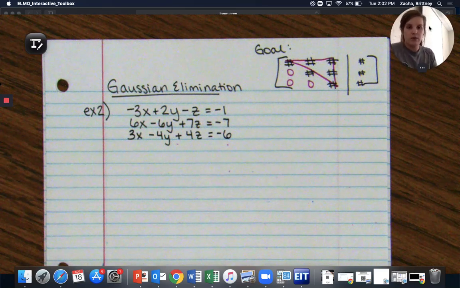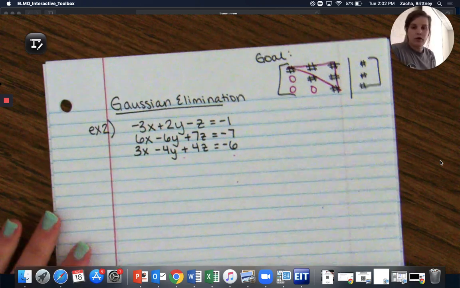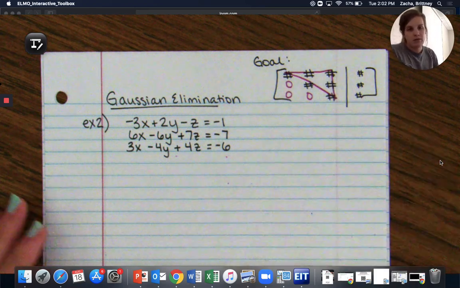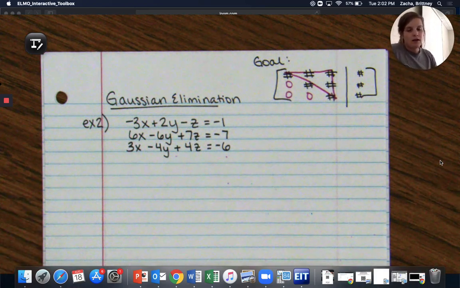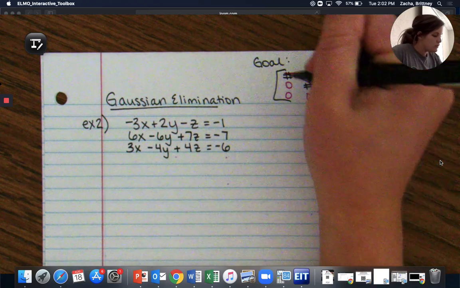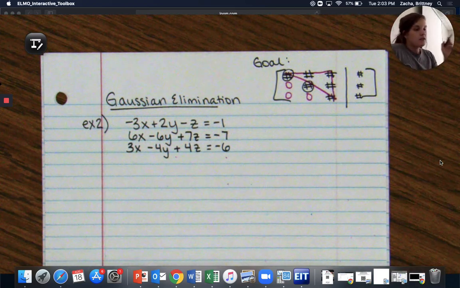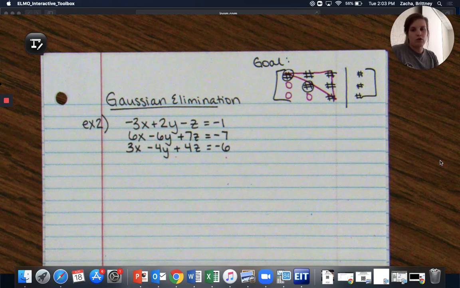Okay, so we're going to look at another example of this Gaussian elimination. Remember, our goal is to get that triangular matrix from the augmented matrix, from what you started with. Another way to think of it is, remember these two positions will eventually be what we call the pivot, and so you want to eliminate all the numbers underneath the pivot. That's another way to say your goal.